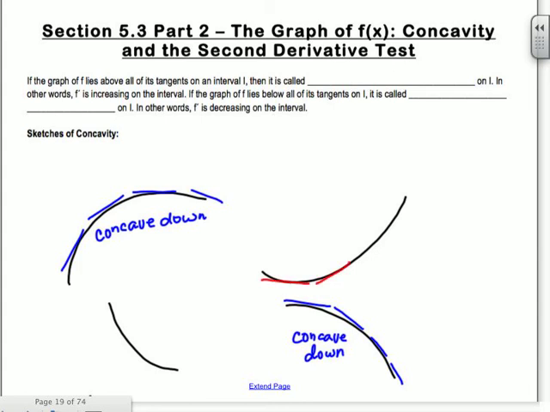Okay, if you draw on all your tangents on the other two, the graph is always above. This is called concave up. Same for this. Okay, so if the graph of f lies above all of its tangents, we call it concave up. If the graph lies below all of its tangents, it's called concave down.